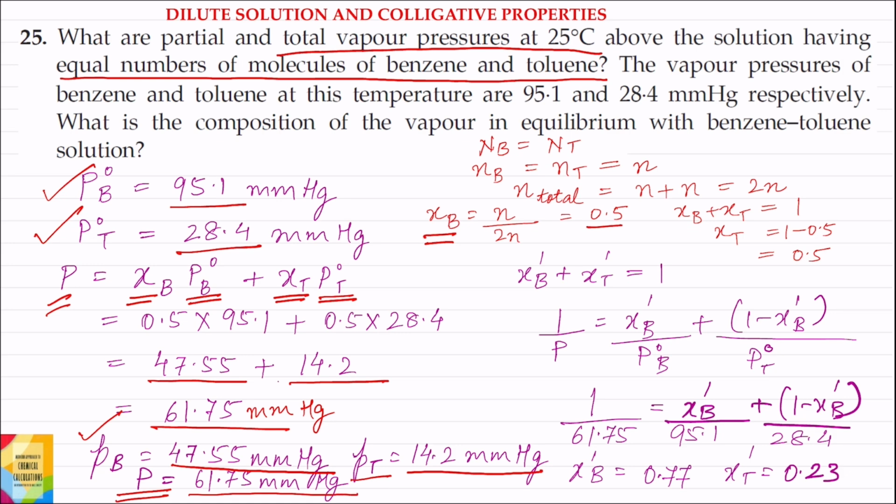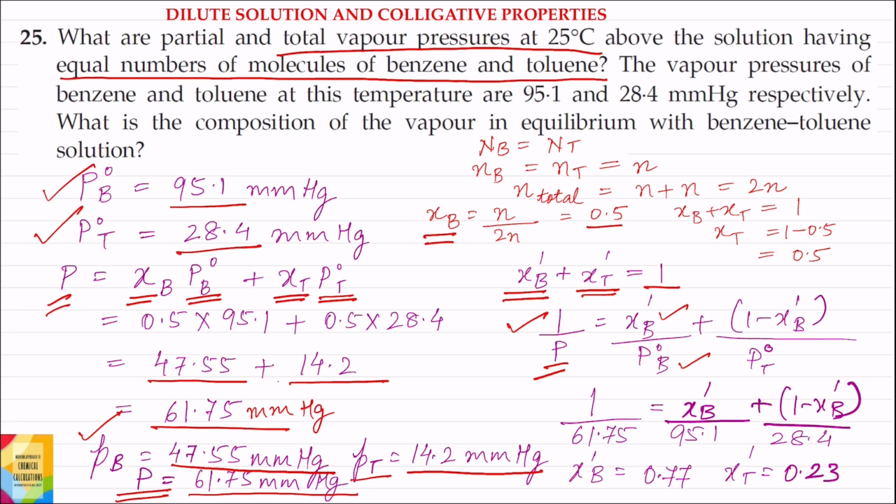Now to find the composition of the vapor in equilibrium with benzene toluene solution. Now let the mole fraction of benzene in the vapor state be x dash b and mole fraction of toluene in the vapor state be x dash t. So mole fraction of benzene in the vapor state plus mole fraction of toluene in the vapor state is equal to 1. Therefore, mole fraction of toluene in the vapor state is equal to 1 minus mole fraction of benzene in the vapor state. Now to find the composition of the vapor in equilibrium with benzene toluene solution, applying the formula 1 by P, where P is the vapor pressure of solution, is equal to x dash B divided by P naught B.